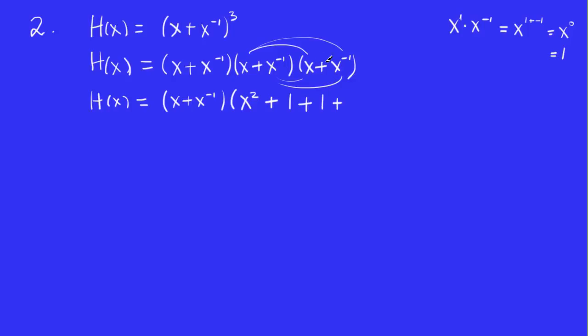And what is x inverse times x inverse? Well, x to the minus 1 times x to the minus 1. We add those exponents. We get a minus 2 there, right? Minus 1 plus minus 1 is minus 2. Before we multiply this guy into there, let's combine these up, 1 plus 1. So x plus x inverse, x squared plus 2 plus x to the minus 2.